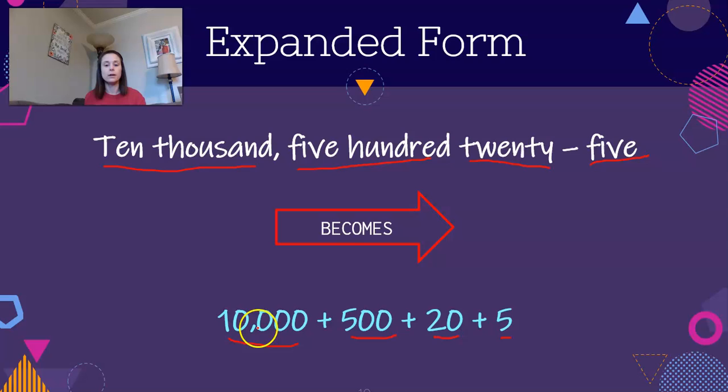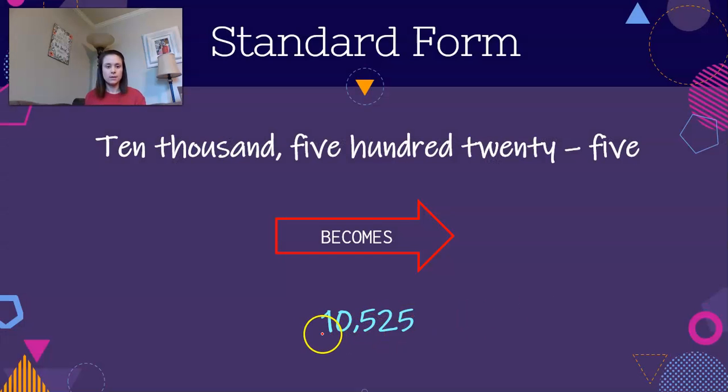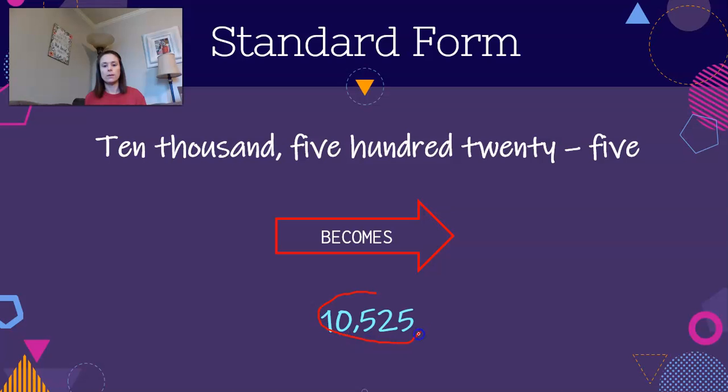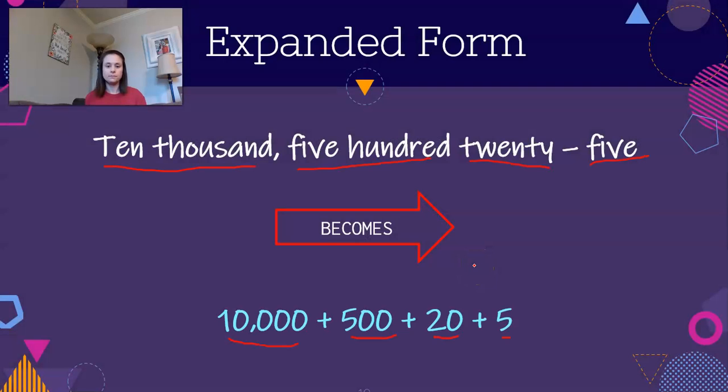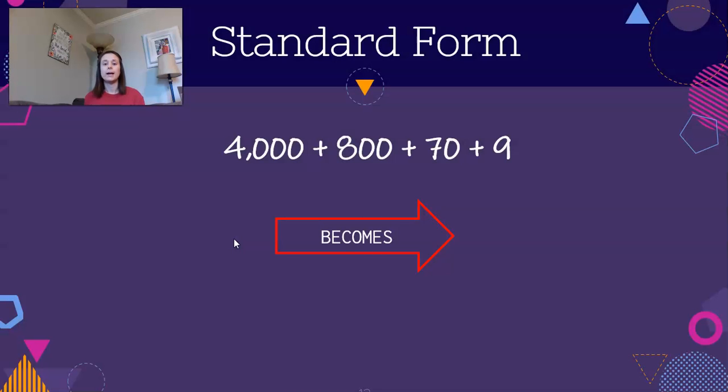But when you've written your number like this, to put it back into standard form, which is what we just did, you just kind of compress it. So you take out all your extra zeros and you compress it back down to your standard form right here. Okay, moving on. So if you're given this number, which is in expanded form, 4,000 plus 800 plus 70 plus 9, write it in standard form. So remember, to do this, we're going to take out our zeros and compress the numbers down, and we end up getting 4,879.